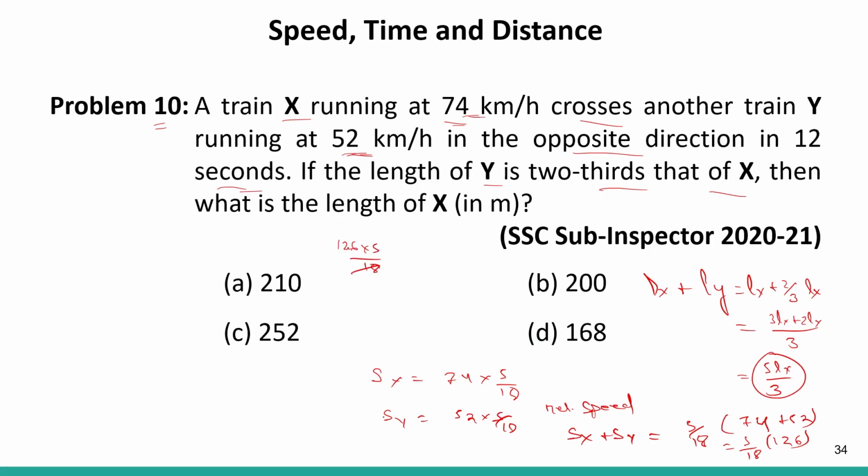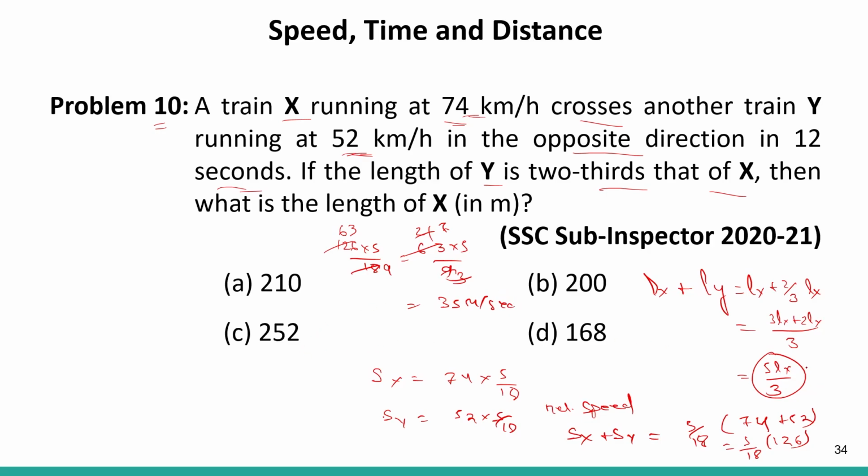Solving it further, 126 by 18 is 7, so it will be 7 into 5, which is equal to 35 meter per second. That will be their relative speed.